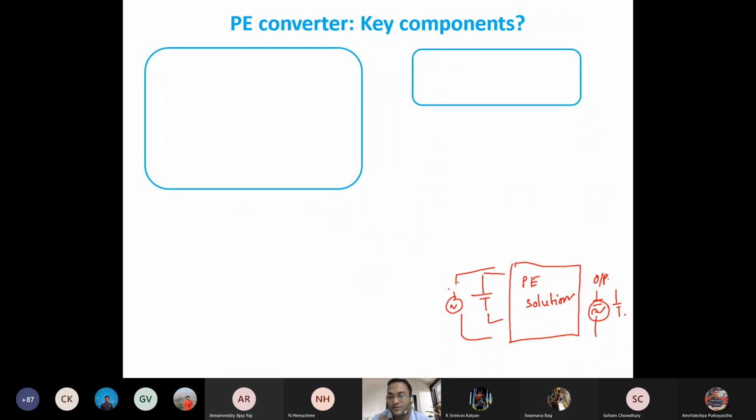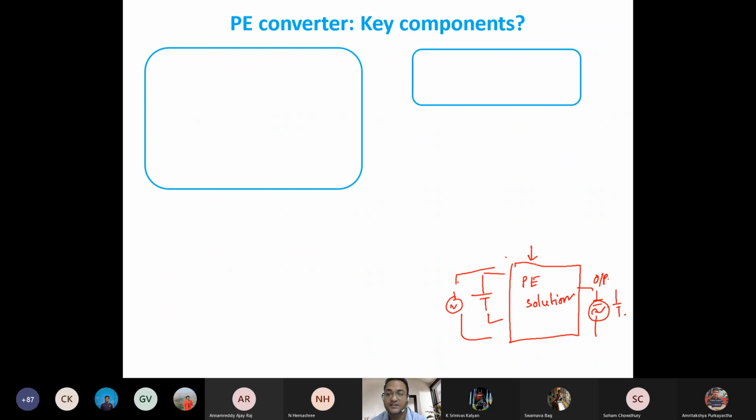So at the input, we have AC or DC. Output also we might be having AC or DC depending on requirement. In between, we have the power electronic converter. We are trying to understand what is inside this power electronic solution. Of course, source and load are not part of this power electronic converter. That should be very clear to you. So what is there inside it?